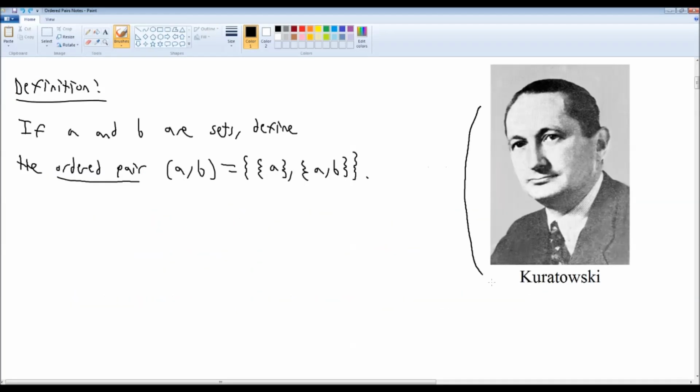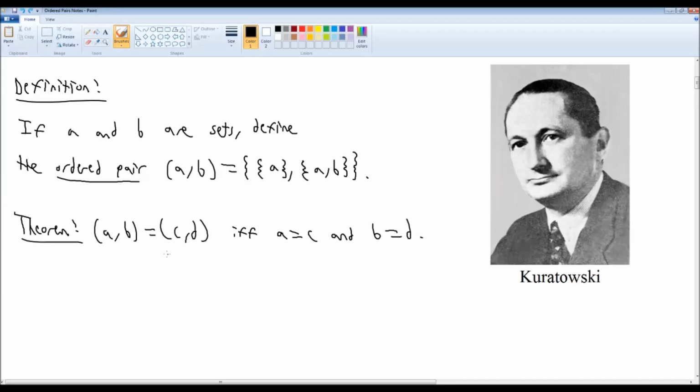Well, Mr. Kuratowski right here in 1921 came up with a cool idea. Kuratowski said, define an ordered pair to just be this set. And then he proved as a theorem that if this is what you mean by ordered pair, then two ordered pairs are equal if and only if the first guy equals the first guy and the second guy equals the second guy.